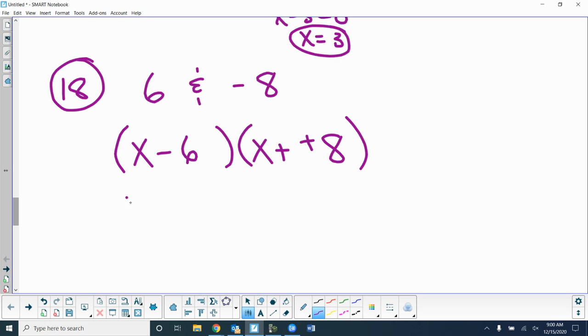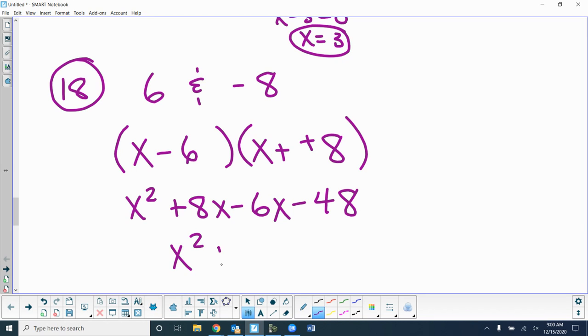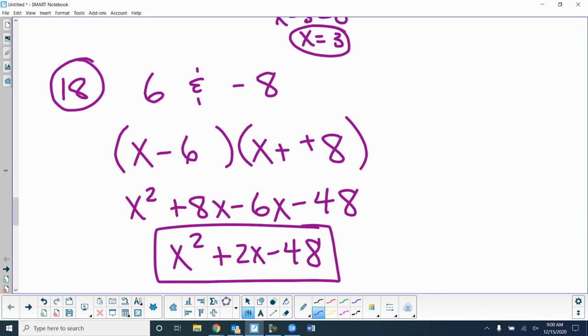So first, x times x. Outside, x times 8. Inside, negative 6 times x. Last, negative 6 times 8. Combine like terms. That's what I'm looking for: the function or equation that goes with those two zeros.